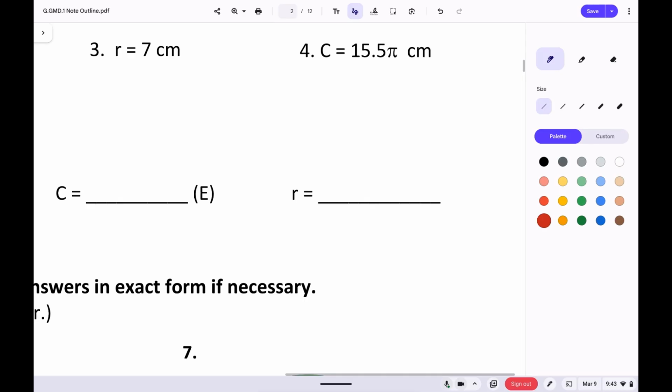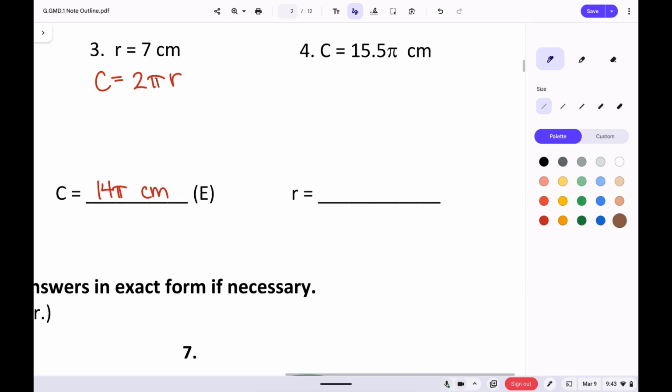All right, let's talk about these here. So for number 3, you're given the radius, you want to find circumference. So you could have used your 2 pi r formula. This is very similar to the first one that we did. What'd you guys get for an answer here? Good, 14 pi, and my label would be centimeters.